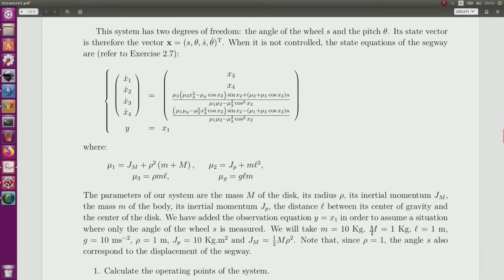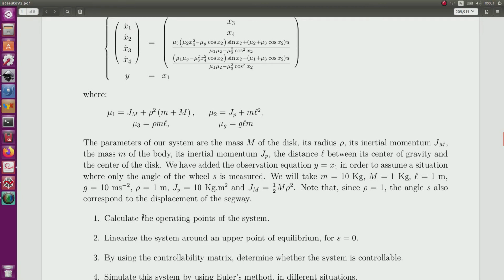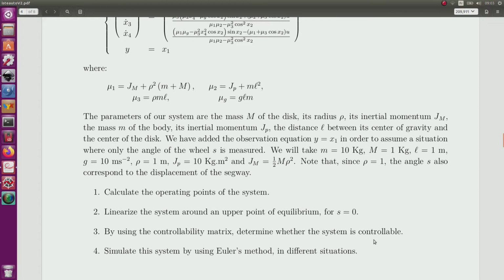Now we have some values for the coefficients that will be needed for the simulation. So we'll apply a linear controller, and for this we'll first have to find the operating points so that we can linearize around these operating points. We will check that the system is controllable, and we will provide some simulation before computing the controller.